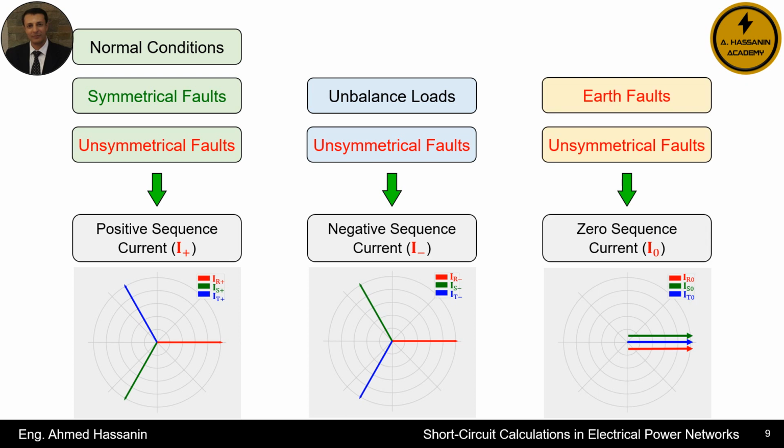As for the zero sequence current, which is an alternating current with three equal phase magnitudes in the same direction and with a 0 degree angle between them, the zero sequence current occurs when current flows to the ground, that is, during a ground fault or earth fault.